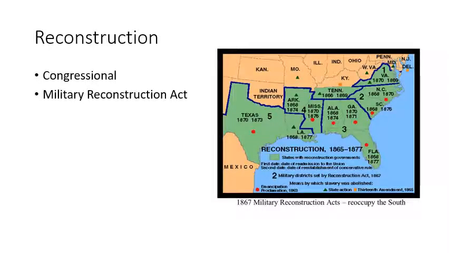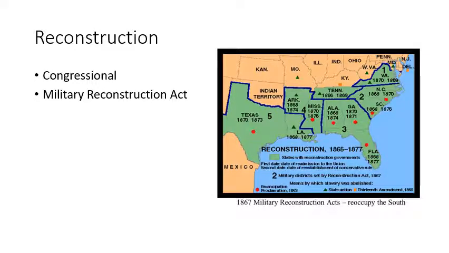So we saw in the last video that Congress is now overriding the president's vetoes, and they're really going to take control of the Reconstruction process. We're going to see that radicals are going to do this by passing the Military Reconstruction Act. Once again, this is over Andrew Johnson's veto.